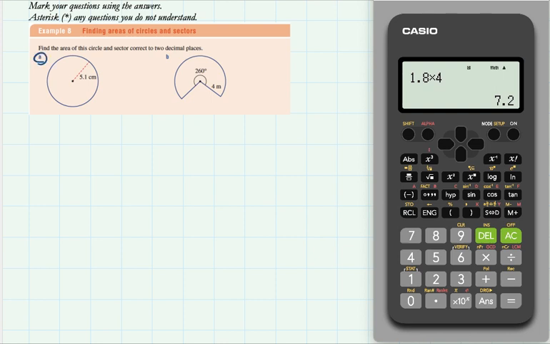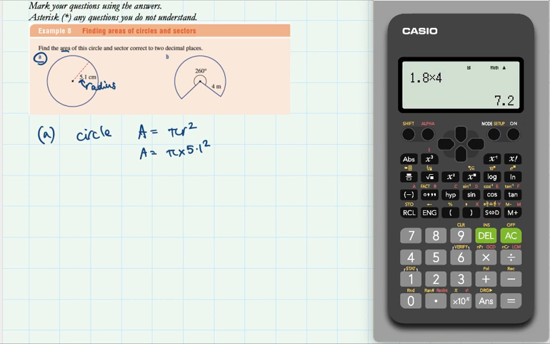So part A, we can see that the shape is a circle, and we're asked to find the area. The area of a circle is pi r squared. The next step is to find out what r represents, which is the radius. And you can see here that the radius is given as 5.1. So we substitute in, and make sure to square that term.